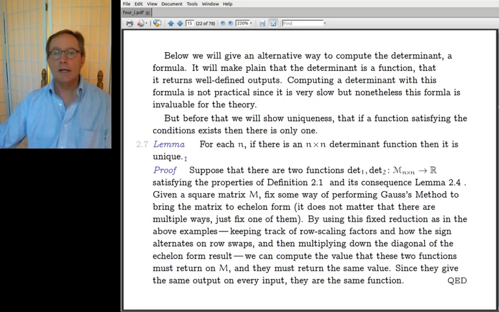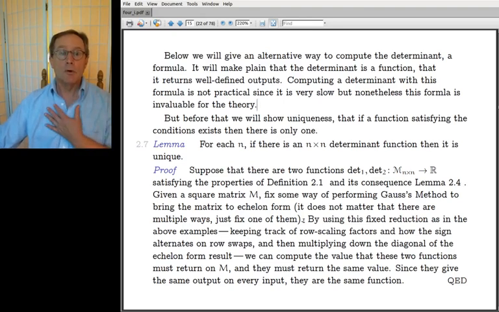And the basic idea here is you suppose there are two, and you come to the conclusion that they calculate the same function. So you suppose there are two functions, det1 and det2, satisfying the properties, and you're given a square matrix. I'm going to show that they compute the same output for every square matrix M. So you're given a square matrix, you fix some way of performing Gauss's method. You might think that you're just going to write a computer program, and this computer program is going to perform Gauss's method to get to echelon form.